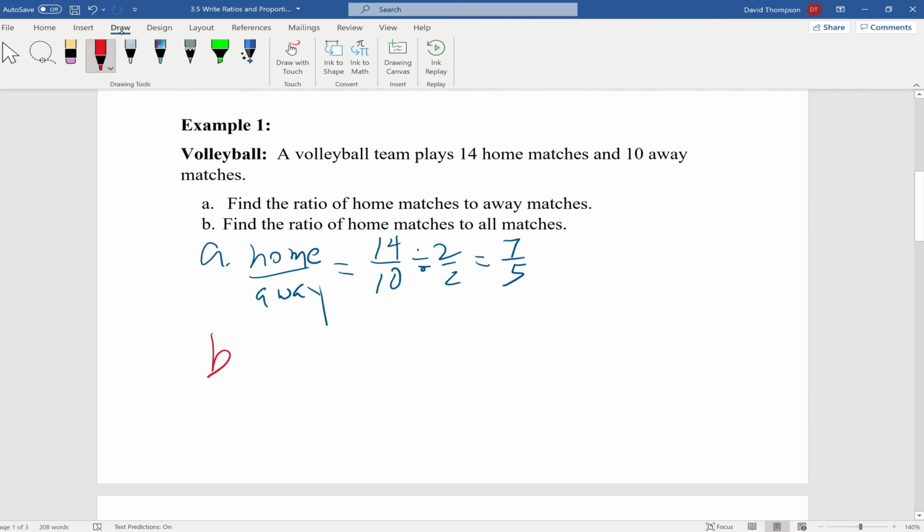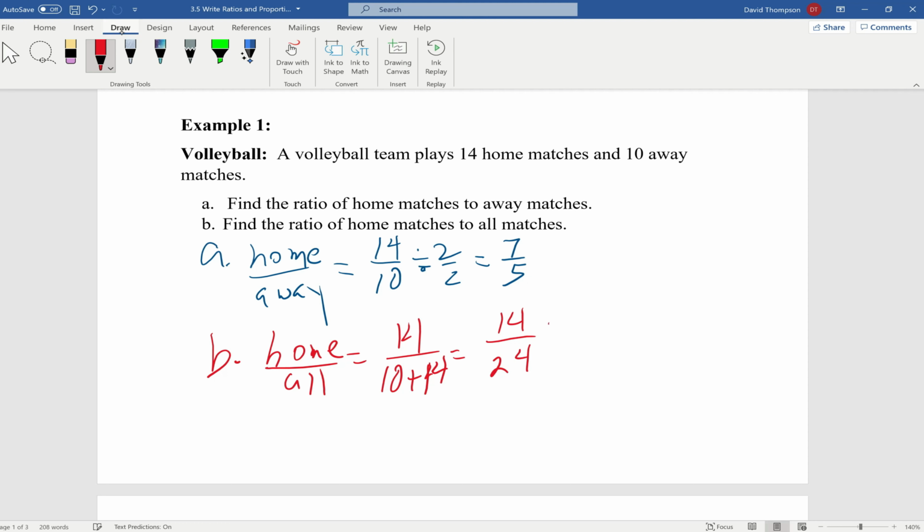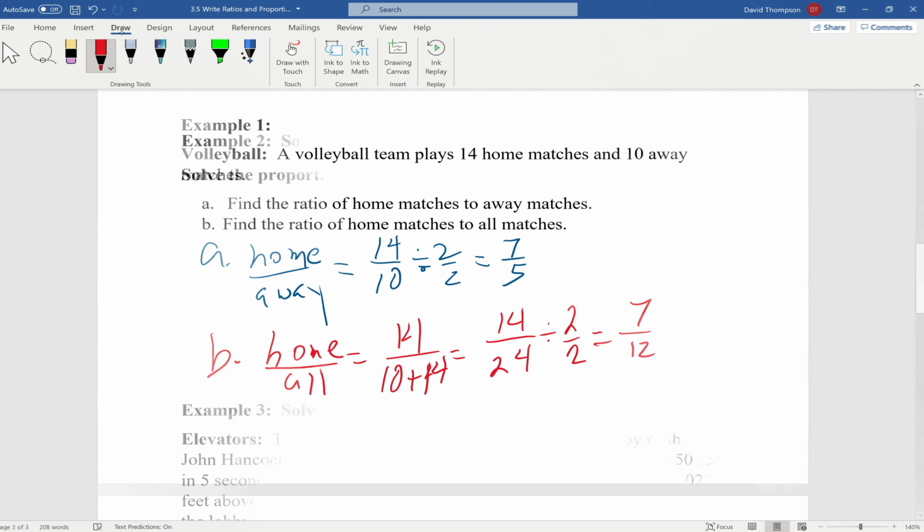Part B. We want the ratio of home to all matches. So remember, home is 14. All the matches are 10 plus 14. So that's 14 all over 10 plus 14, which is 24. Divide everything by 2 to simplify my fraction. We have 7 to 12, and we're done.